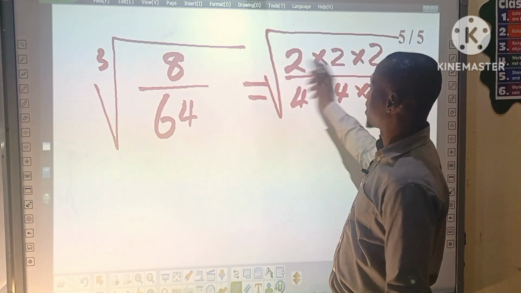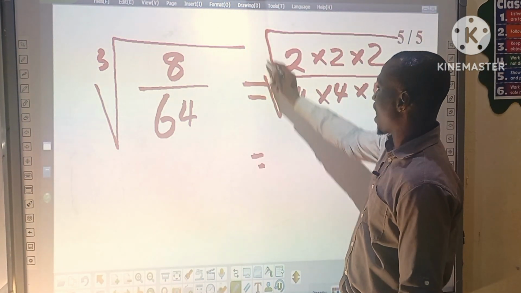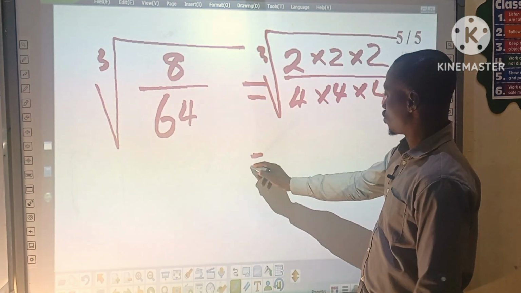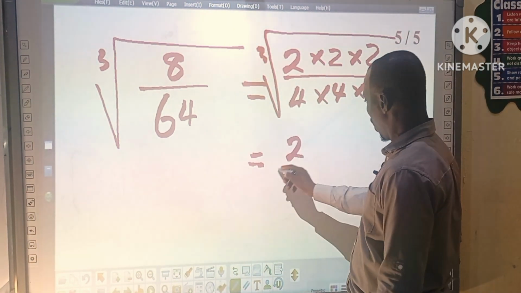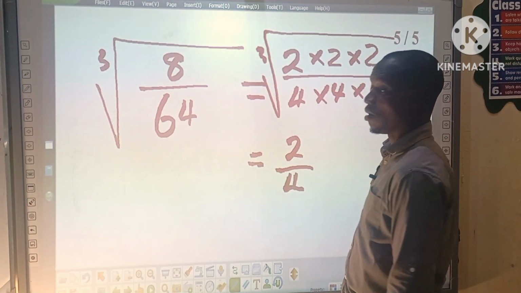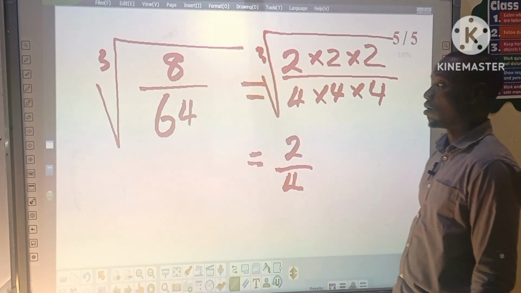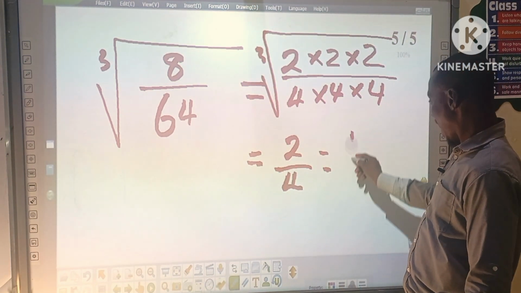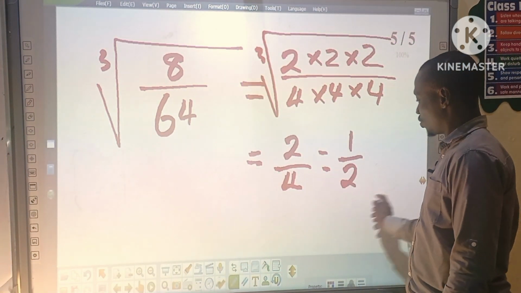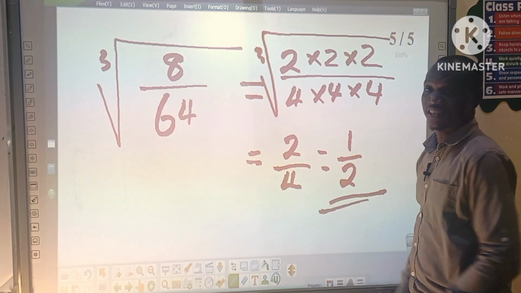They are all in groups of 3. So we're going to take one out, which is going to be 2 over what? 4. Which is the same thing as 1 over what? 2. This is our answer.